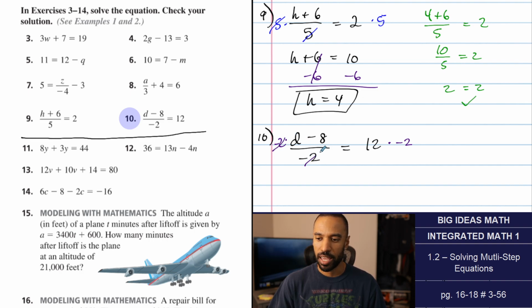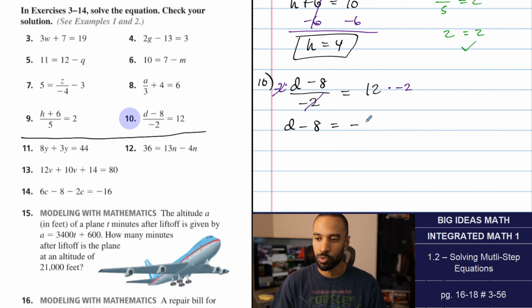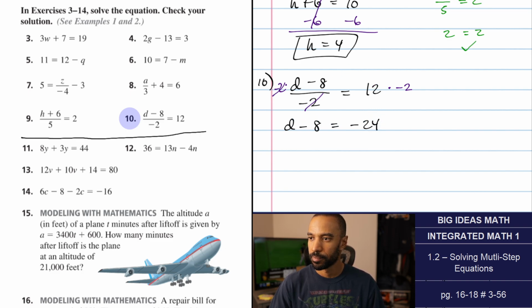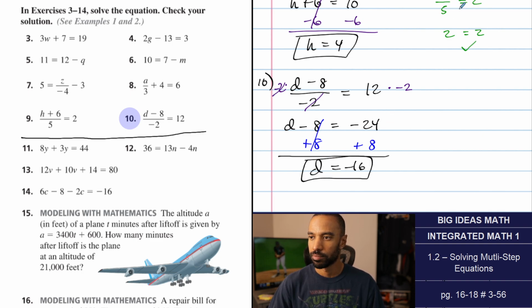Negative 2 divided by negative 2 is positive 1. If you don't want to distribute to the d, don't let it. That's still d minus 8. This is now a negative 24. I'm going to add 8 to both sides of this equation to solve for d. Negative 24 plus 8 is not negative 32, but it's negative 16. d equals negative 16.